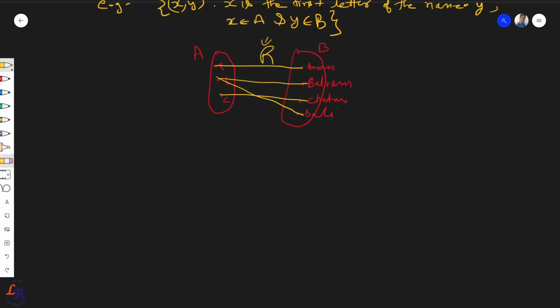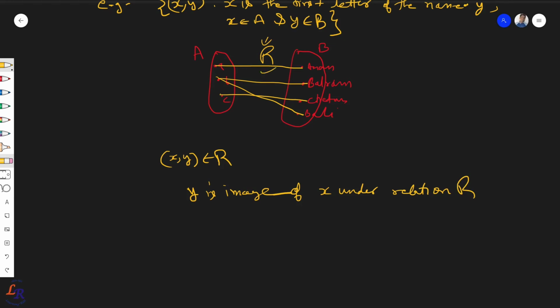So here when we say that the element x under a relation R is given by y, this is the image of A to B. So in a relation, the element y of B is the image of A. We can say (x, y) is an element of R, where y is the image of x under relation R, this R which we have just defined above.